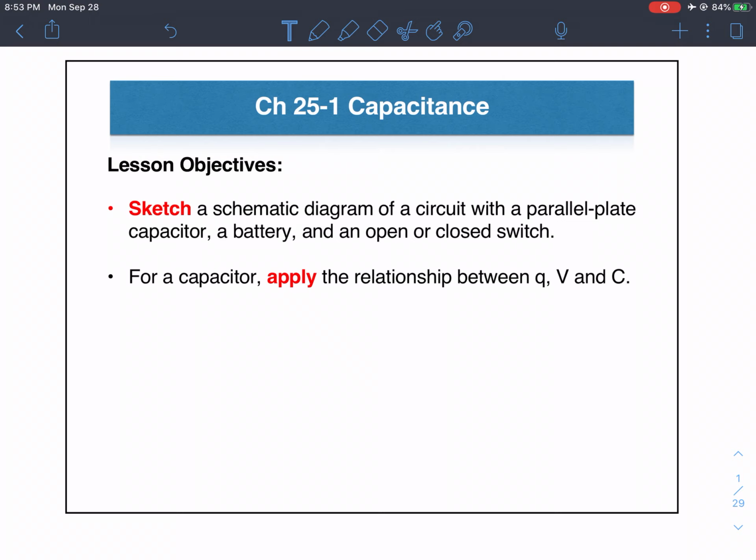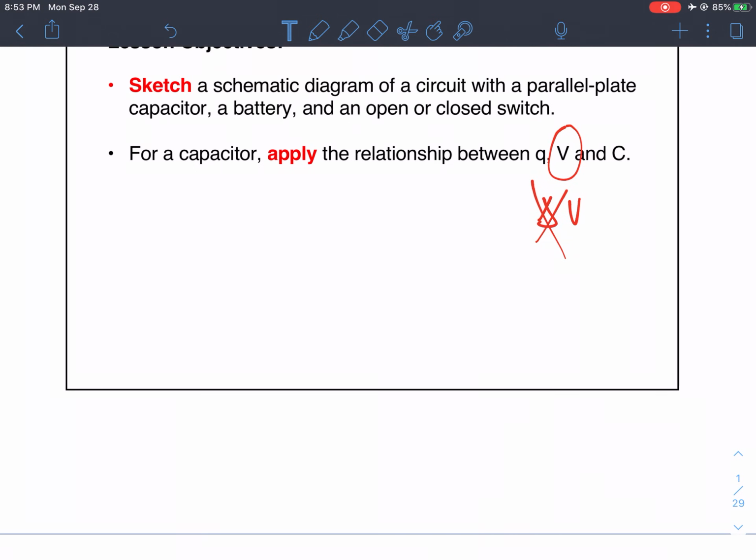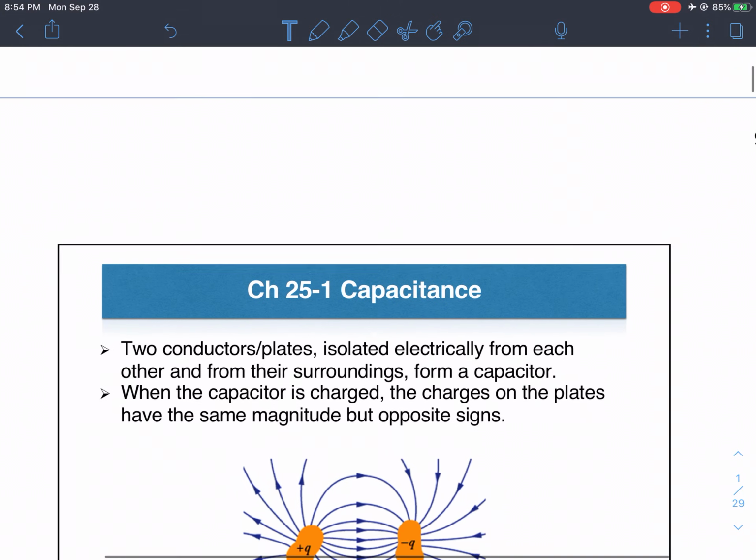or closed switch. And for a capacitor, we'll apply the relationship between the charge Q, the potential difference V, and capacitance C. So from now on, starting in this chapter, potential difference delta V becomes V, so we are dropping this delta, but whenever you see V, we are really talking about the potential difference unless otherwise stated. Sometimes we will talk about point potential, like the potential at point A or B, but usually in general this V represents the potential difference.